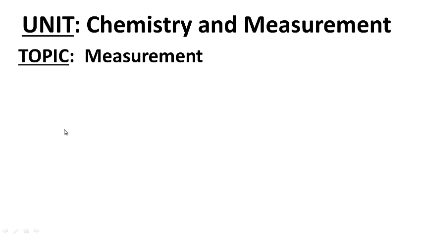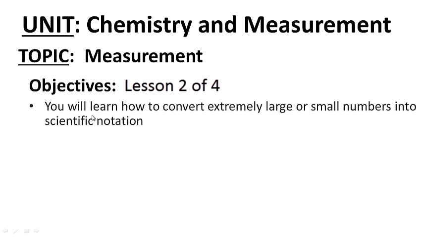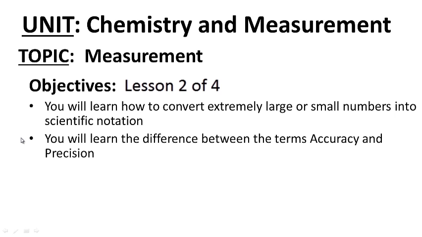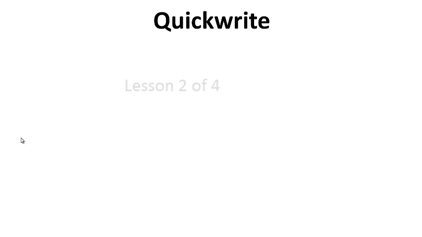All right, welcome back to our unit on chemistry and measurement. Today's topic is measurement, okay? So, day 2 of 4, your objectives are as follows. You don't have to write these down, okay? You will learn how to convert extremely large or small numbers into what's called scientific notation. You will learn the difference between the terms accuracy and precision. You'll be able to solve problems with significant figures, okay?